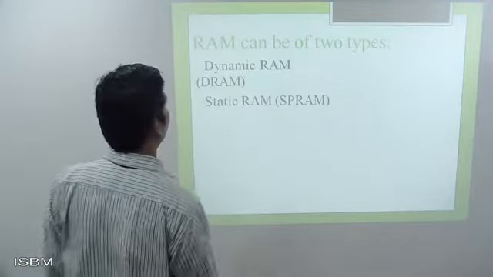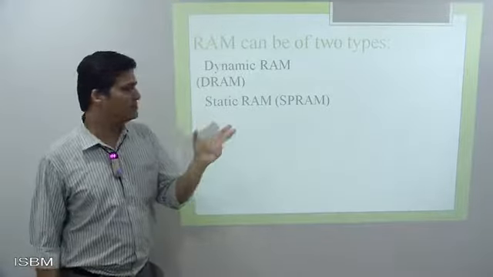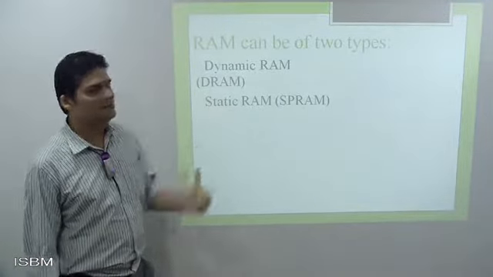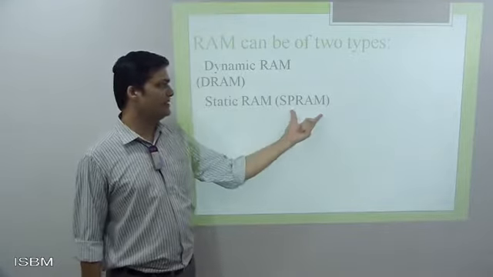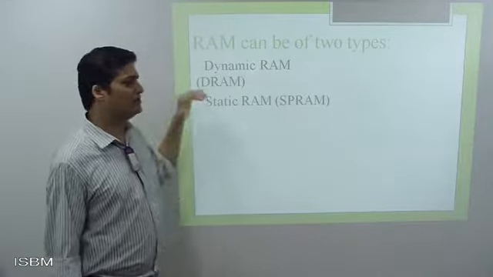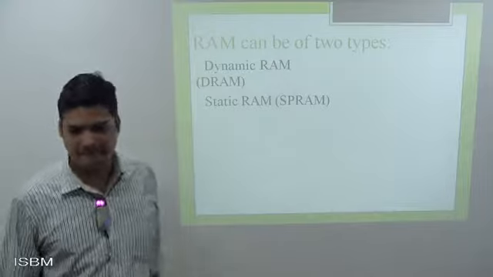So RAM can be of two types. There are two kinds of RAM: one is called dynamic RAM and one is called static RAM. So we call these DRAM and SRAM, which are dynamic and static RAM.